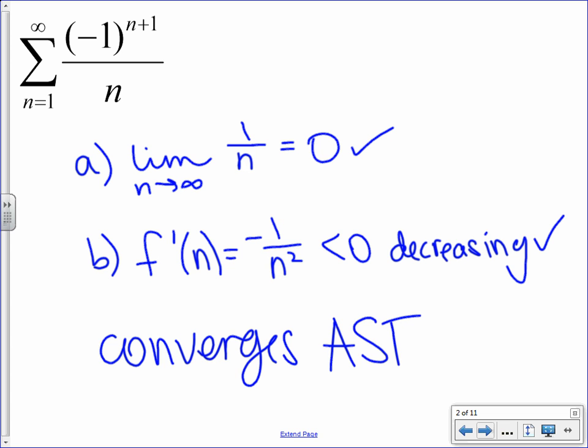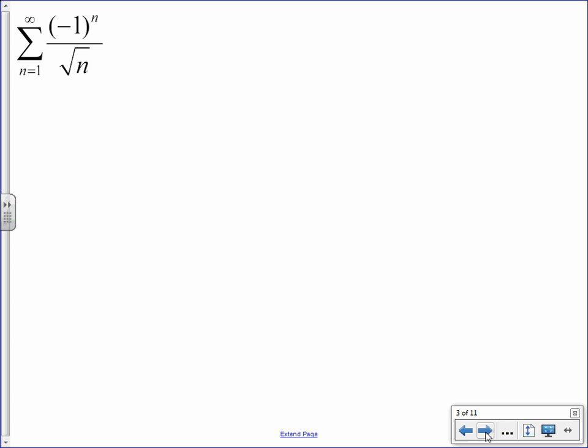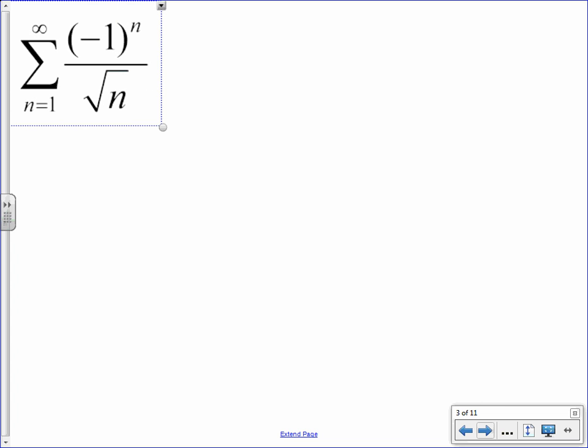Let's look at another one. Ew. Why is this one so scary? Yeah. Radical. Oh no, there's a radical. There's a sigma. And a fraction. And there's an infinity over there. I thought that was just a sign.